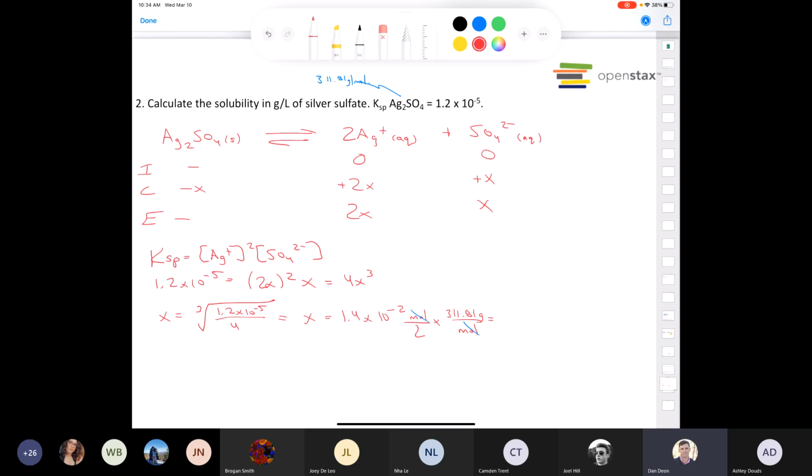Where's my calculator? We end up with 1.4 times 10 to the negative 2 multiplied by 311.81. And that gives you 4.4, so you have 2 sig figs, so 4.4 grams per liter as being the molar solubility. All right, there we go.